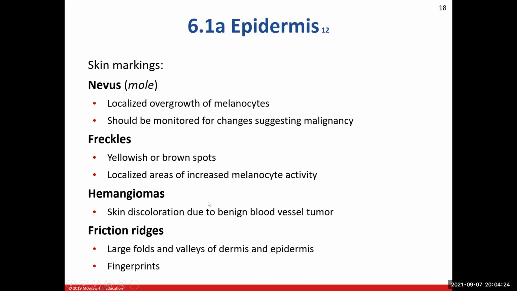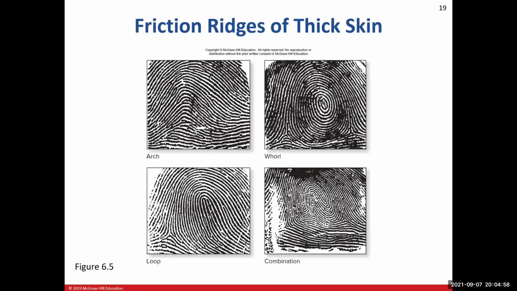Hemangiomas, another benign type of tumor, and this involves blood vessels. It'll cause skin discoloration. In a lot of cases, it could be like a bright red coloring. Friction ridges, those are just fingerprints. These friction ridges are going to be these peaks and valleys or these folds that appear in the dermis and the epidermis. I'll get into that a little bit later on. When we talk about the friction ridges, it's the interaction between the two layers of your skin there.